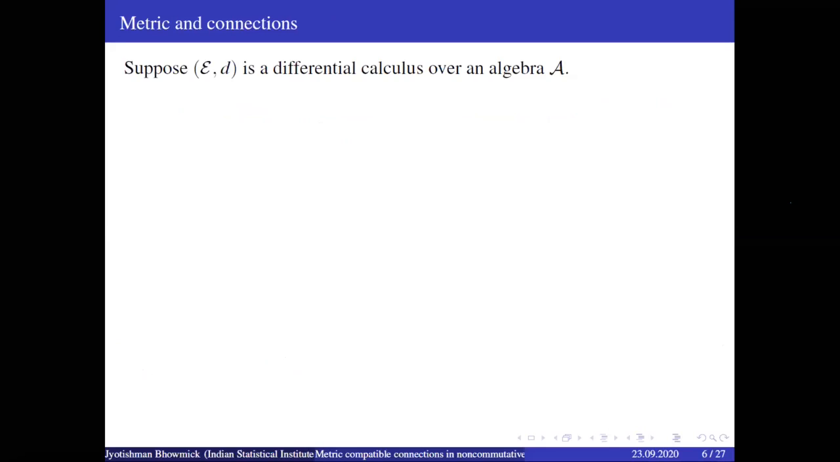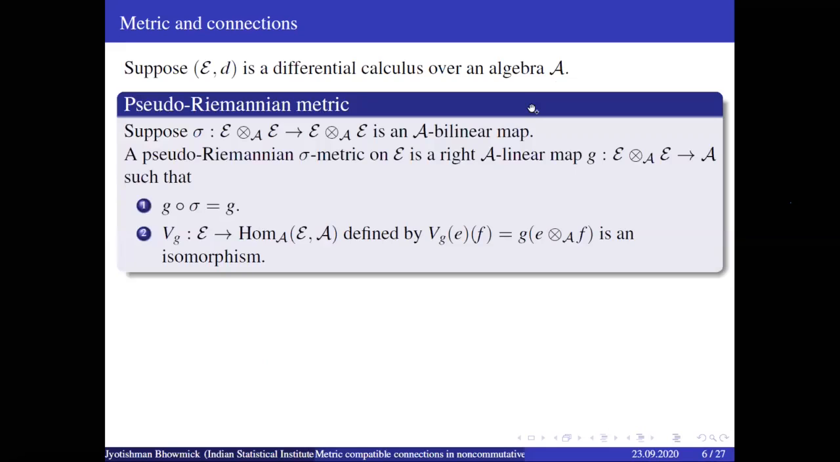So now we get to metrics and connections. Again, our input data is a differential calculus, and I have fixed an algebra A. I will need to state what a metric is. Here I am working with the general non-commutative setup. I will fix some map sigma from E tensor E to E tensor E. Remember that E stands for the space of one forms, and this sigma is the analog of the flip map.